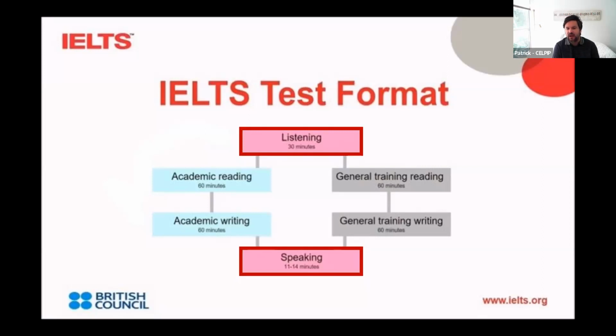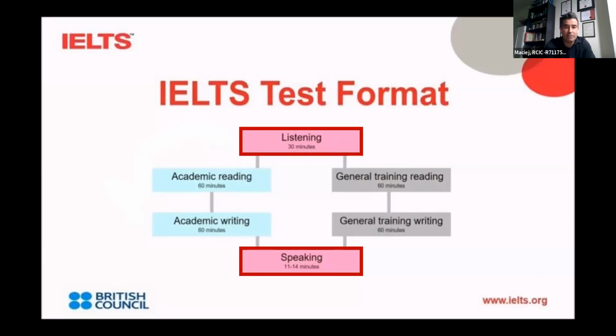What is it like, the listening and the speaking for IELTS? Is it more on the academic side? Is it more general? Well, I'm going to talk a little bit more about the differences, but let's say for the listening, it's exactly the same.